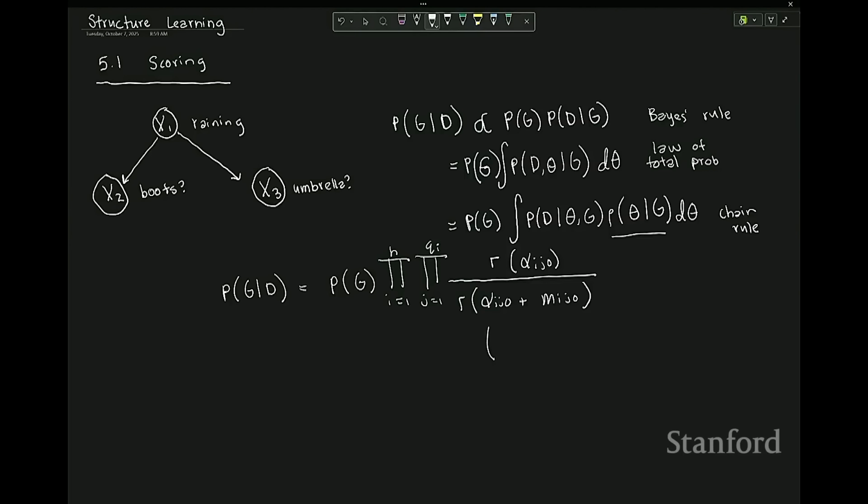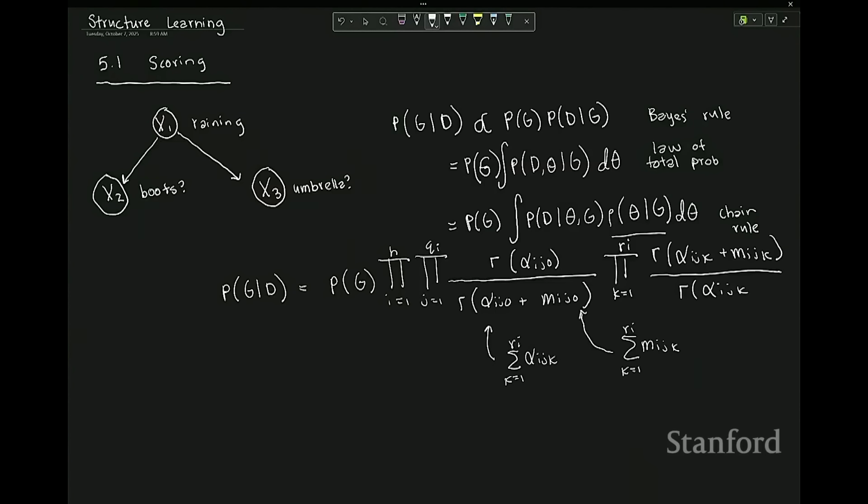And these are just going to be summations over all alphas for i and j, and over all m's for i and j. Then this will be times the product from k equals 1 to r_i of gamma of alpha_ijk plus m_ijk, all over gamma of alpha_ijk.